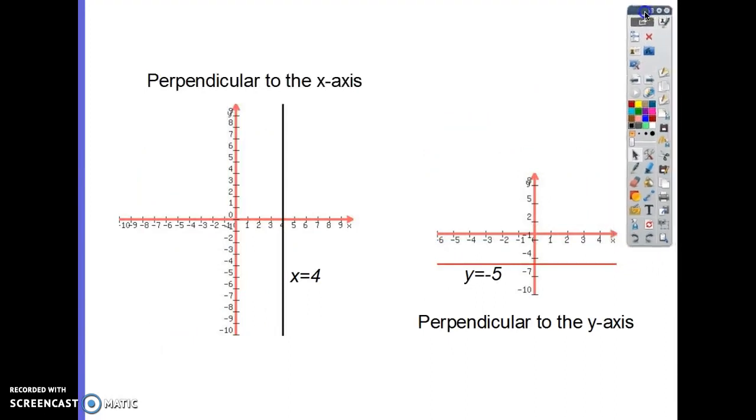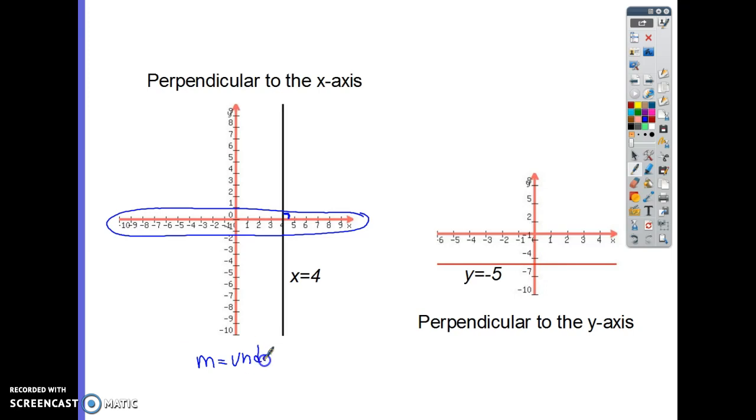So here we go. This one right here says that it's perpendicular to the x-axis. This red line right here is the x-axis. And this black line right here is my equation that is perpendicular because it forms a right angle right here. It's perpendicular to the x-axis. So what type of slope is this one? It's undefined. So let's write that down. M is undefined. And it's x-equal lines.